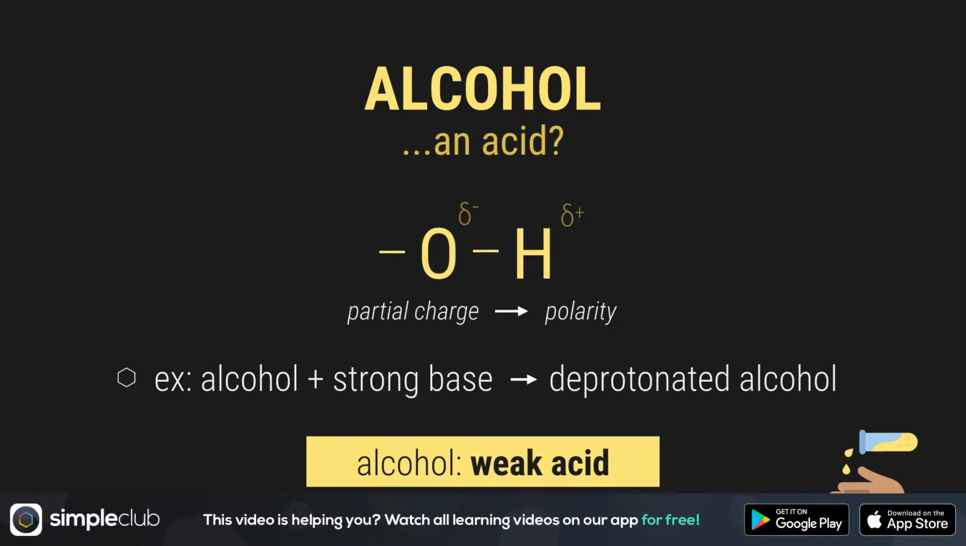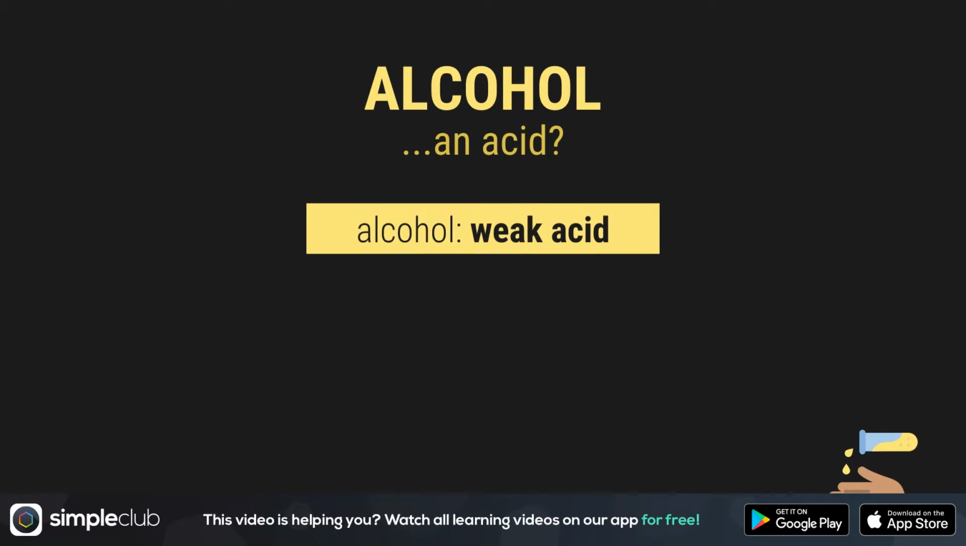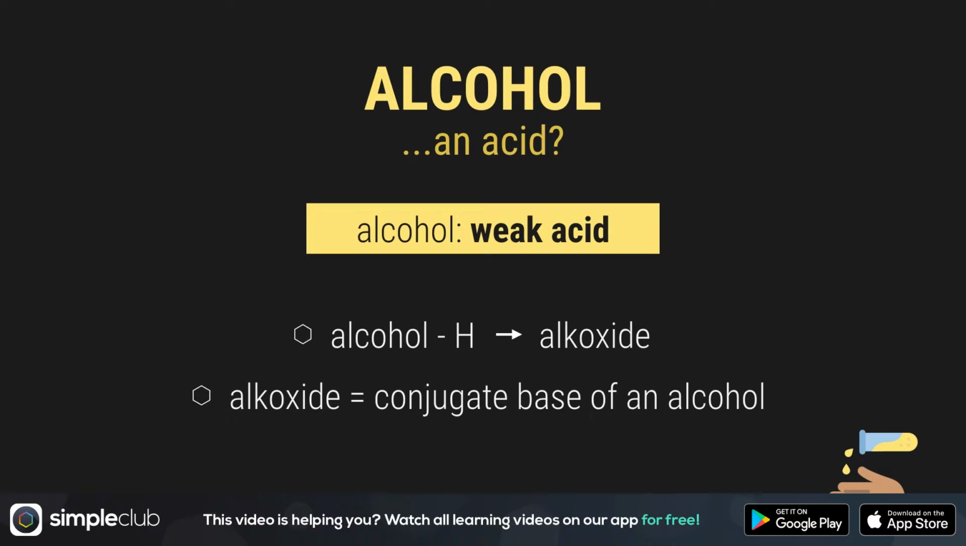If you didn't really follow that, that's okay. Just go ahead and check out our playlist on acids and bases. Now, when an alcohol loses an H, it becomes an alkoxide. That is, an alkoxide is the conjugate base of an alcohol. As for what these things can do, we'll tell you in a bit. But for now, just know that alkoxides can be really useful.